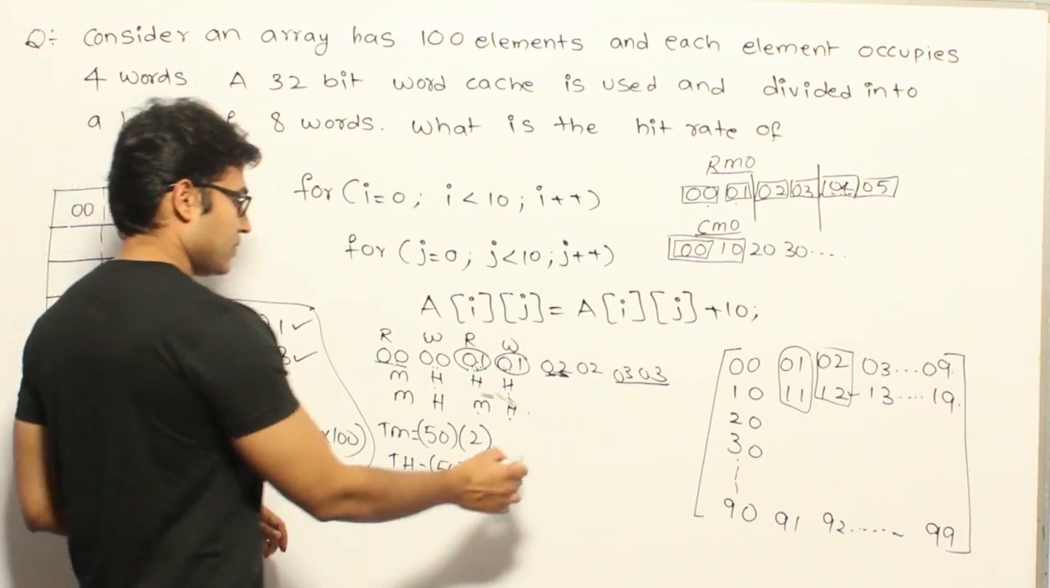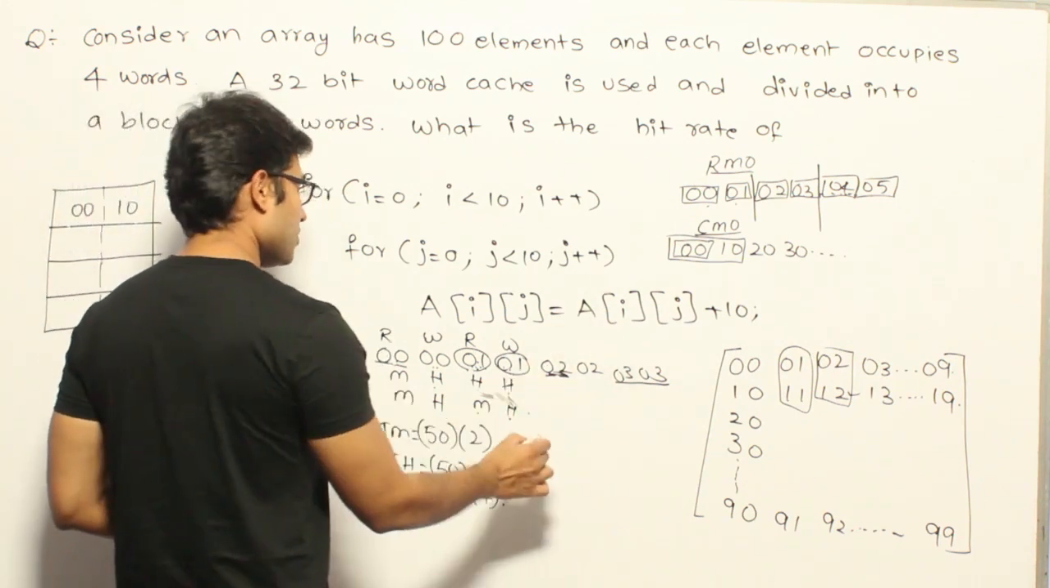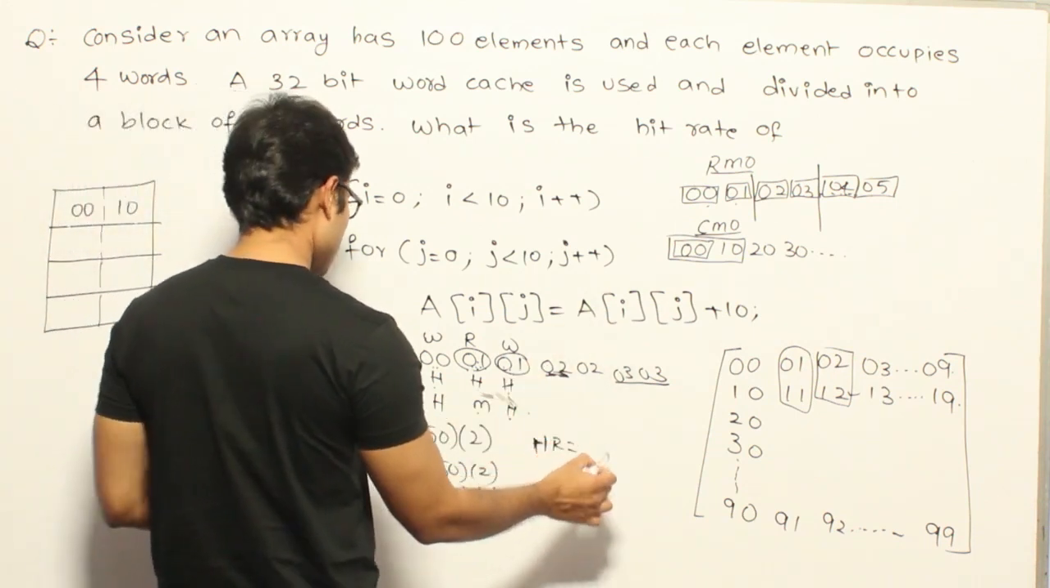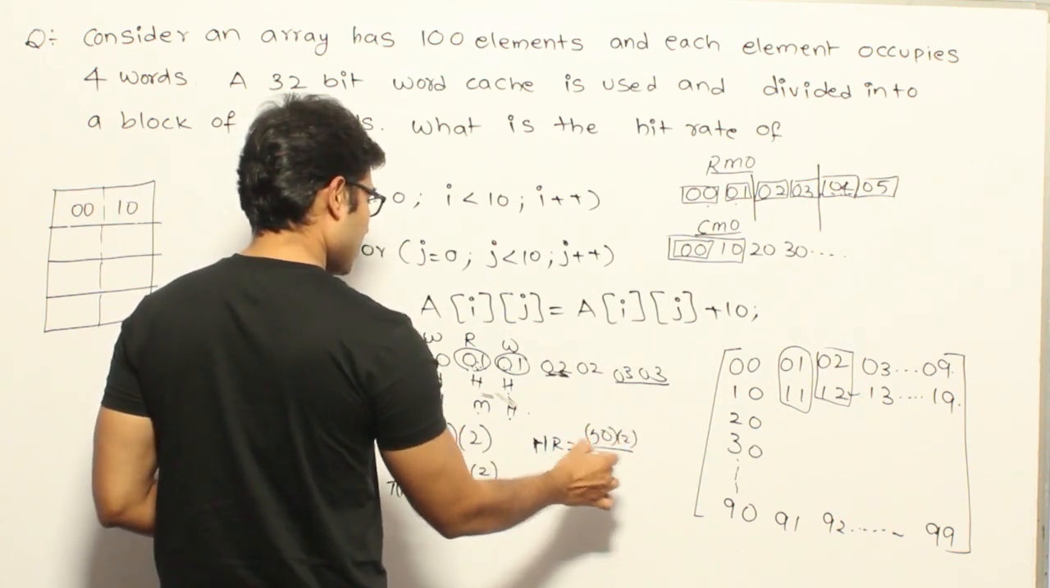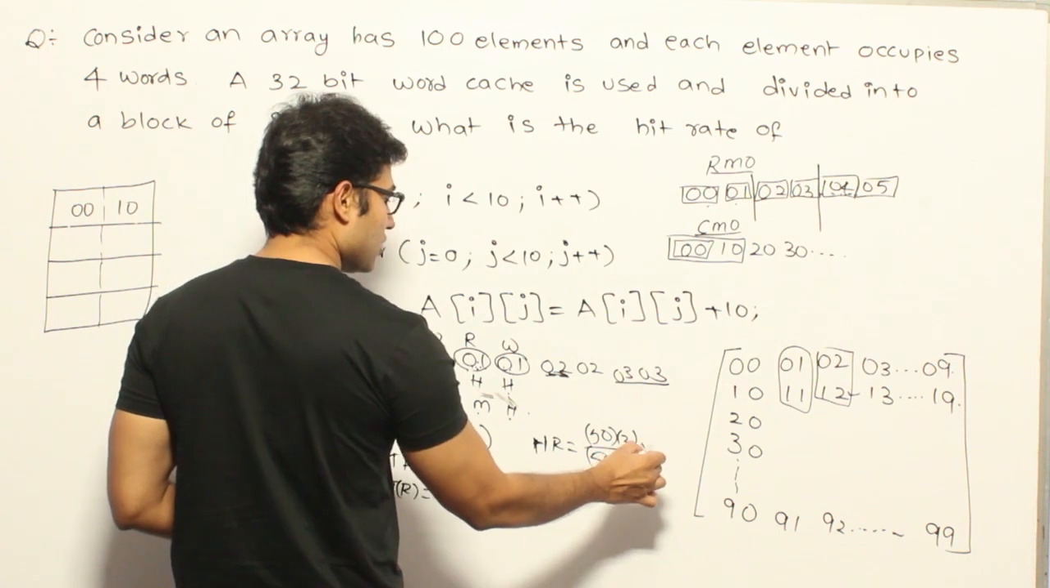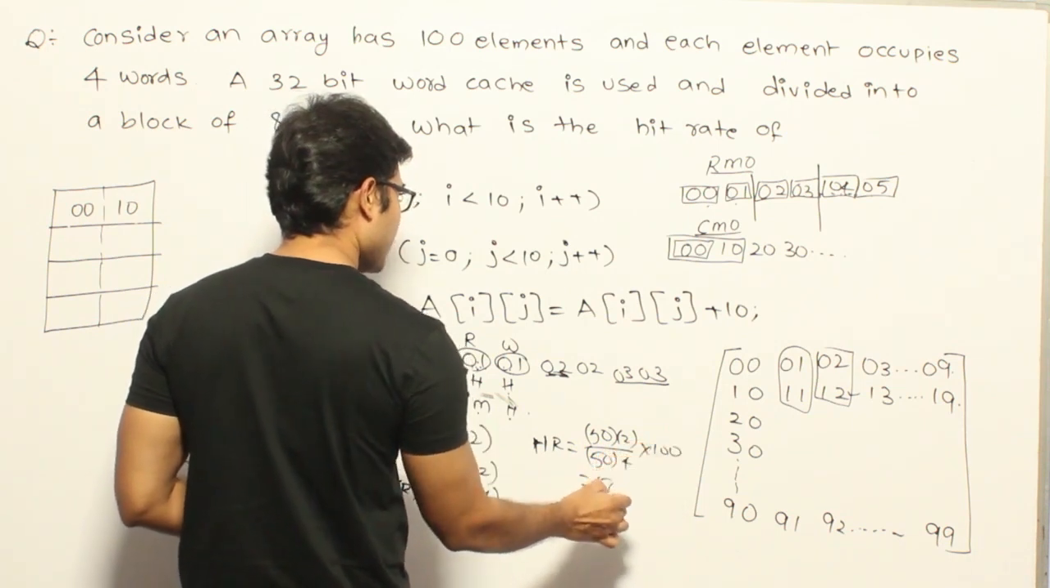Therefore the hit rate in this case, in case of column major order, is going to be the total number of hits, which is 50 into 2, divided by the total number of references, which is 50 into 4, into 100, which means 50%, right?